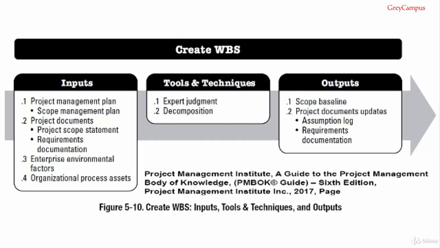Input number 2, project documents. Examples of project documents that can be considered as inputs for this process would include the project scope statement, which describes the work that will be performed and the work that is excluded. Requirements documentation, which describes how individual requirements meet the business need for the project.